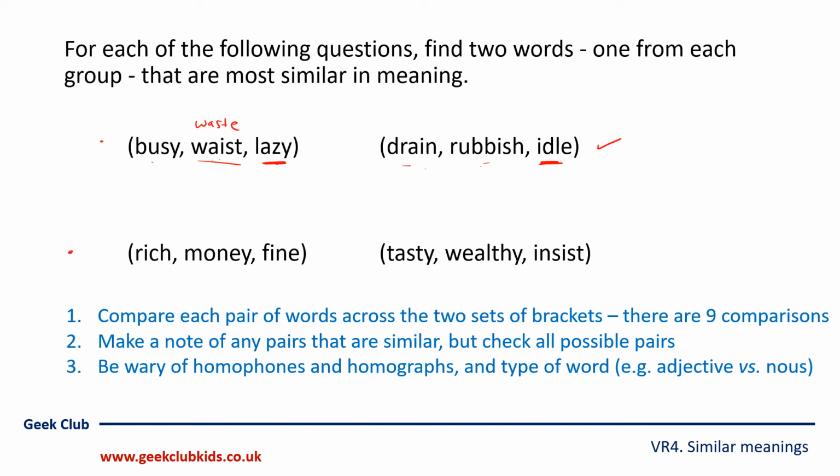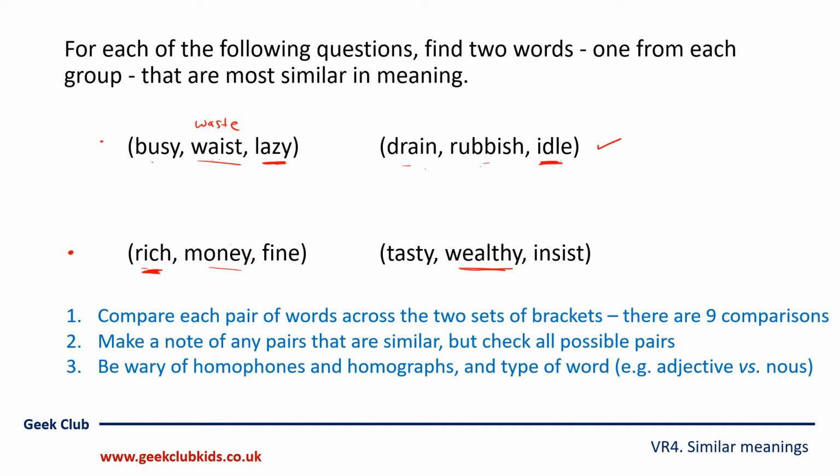Let's do the second one, and we'll use the same process. I'm comparing each pair of words across the two sets of brackets. So we'll go for rich and tasty, no, rich and wealthy. Oh yeah, wealthy means rich, so that's a potential similarity, but we'll carry on and check all the pairs. Rich and insist, no, they're totally different. How about money and tasty? Nope. Money and wealthy. Oh, money and wealthy maybe. We'll come back to that. Money and insist. Nope. Fine and tasty. Fine and wealthy. Fine and insist. No, none of those are similar in meaning.